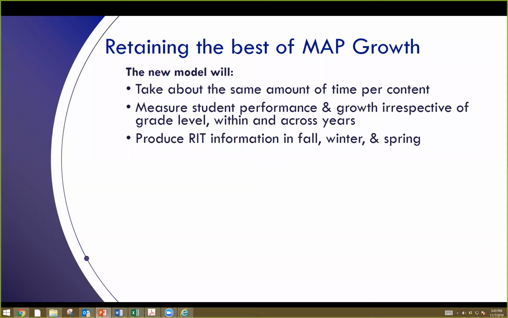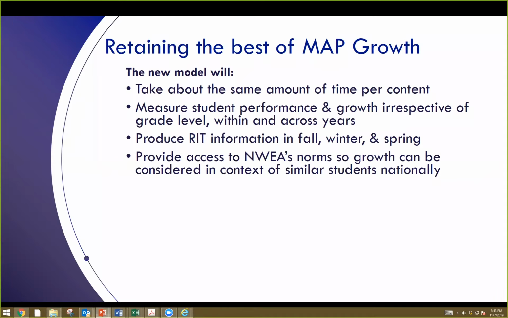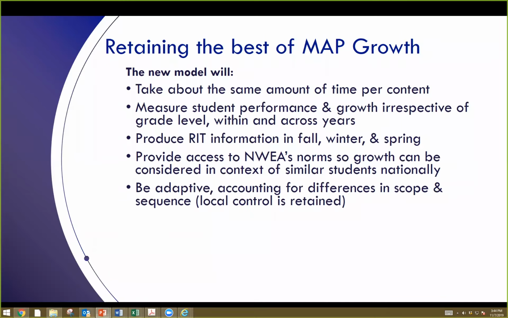We're still going to produce the RIT information. So the RIT score in fall, winter, and spring, that information is going to still be given to districts and to schools and to students, to teachers, and you're going to be able to look at that information historically. So you're going to be able to say, what were their RIT scores before we moved into this, and continue to track that information into this new model. You're going to still have access to NWEA's norms, so growth can be considered in context to similar students nationally. So that's really important to be able to compare how we're doing across the country.